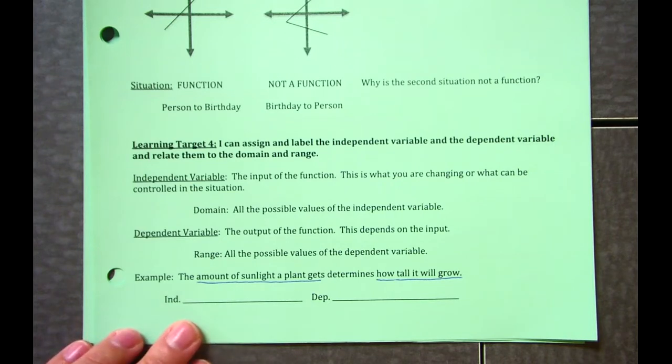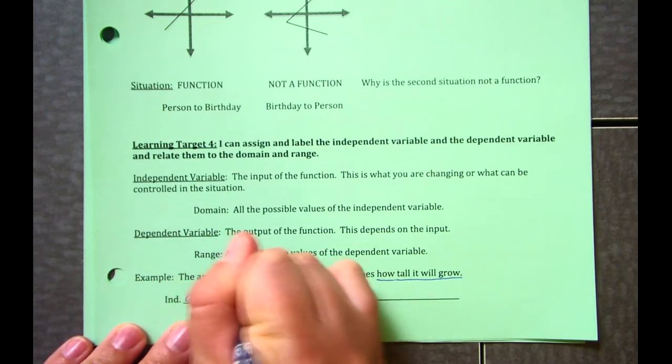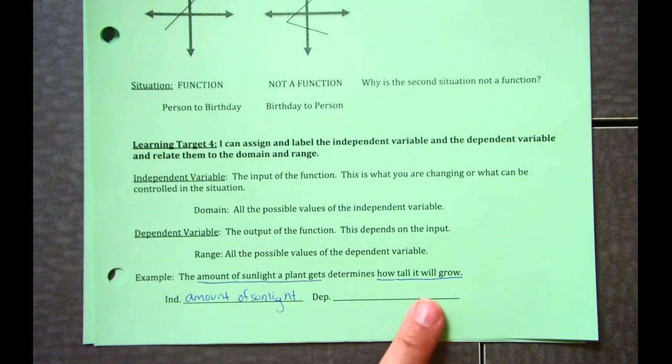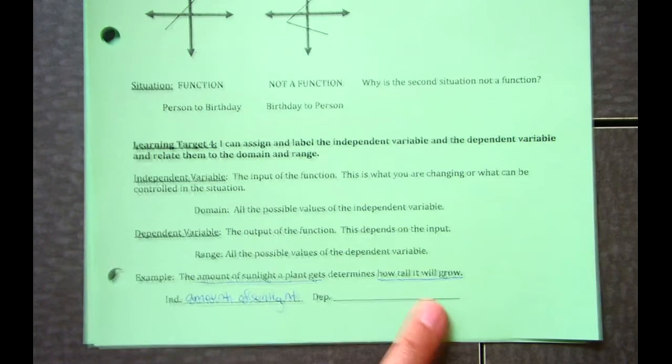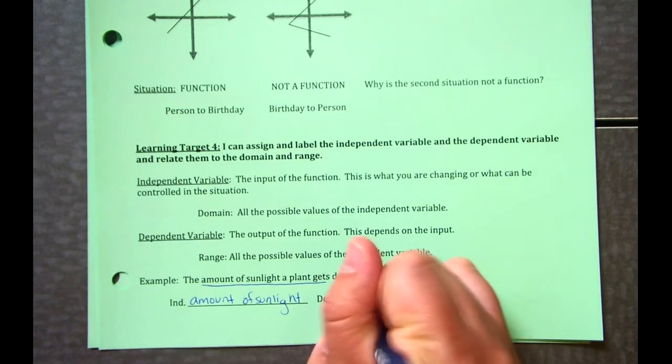The independent is the thing that you can change in the situation, which is the amount of sunlight a plant gets. You can move it in a window or not in a window. So we're going to say amount of sunlight here. And then how tall it will grow depends on that, so that's the dependent variable.